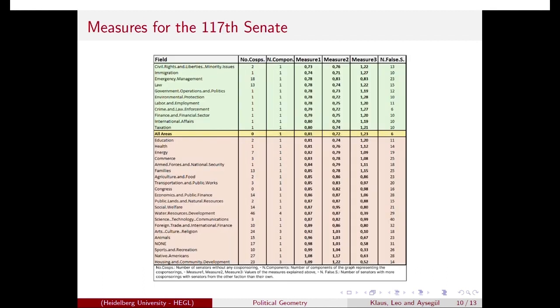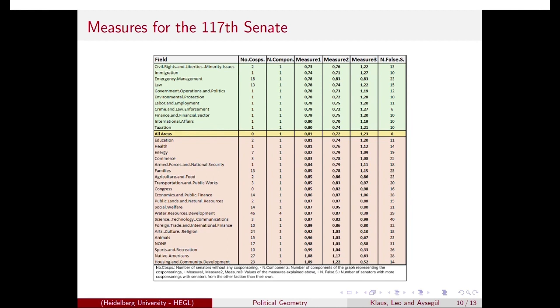For the 117th Senate, we can calculate the following numbers for every political area. The first column stands for the number of senators which have no co-sponsorings with any other senator. The second column stands for the number of connected components in our model. Measure 1, measure 2, and measure 3 are the calculated measures from the last chart. And the last column is the number of false senators, so the number of senators which have more co-sponsorings with the opposite faction than with their own faction.